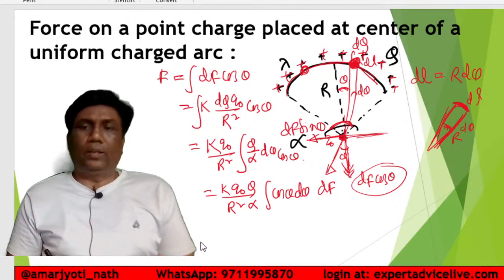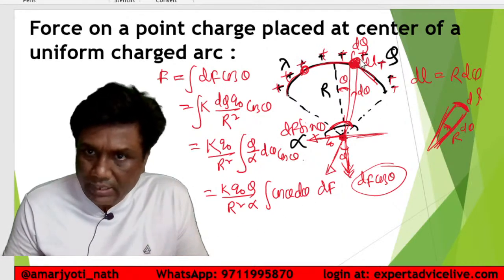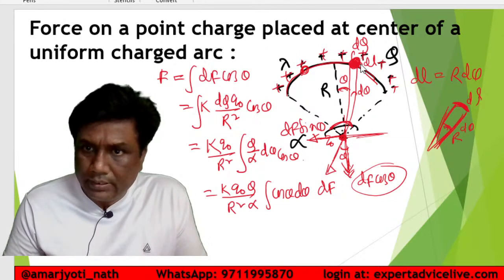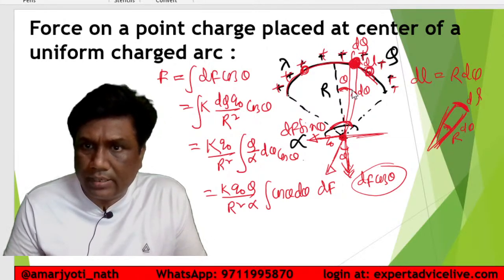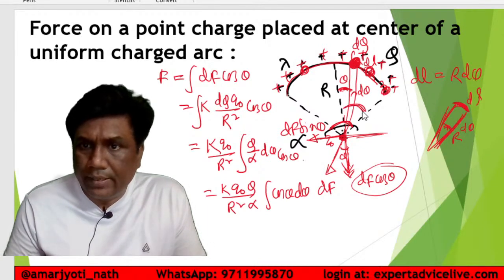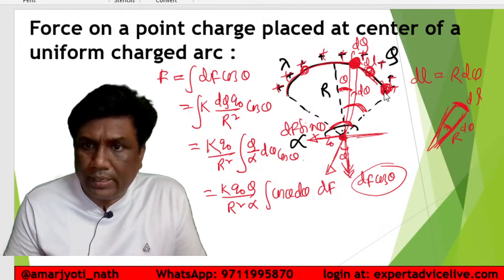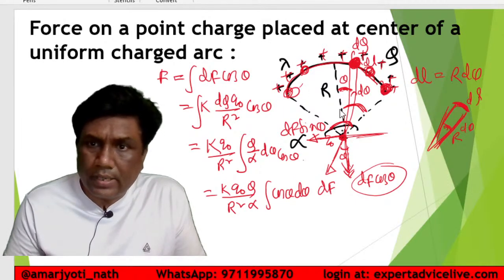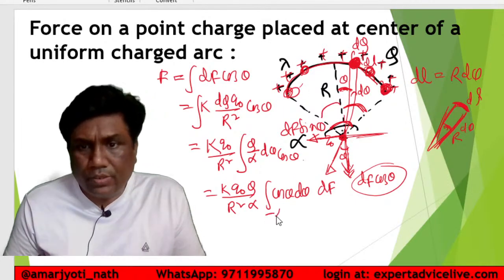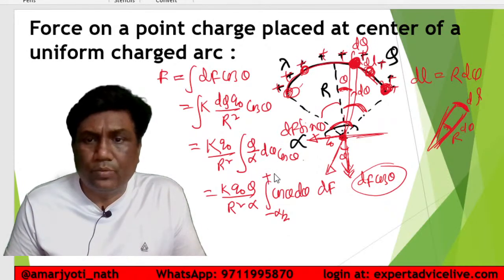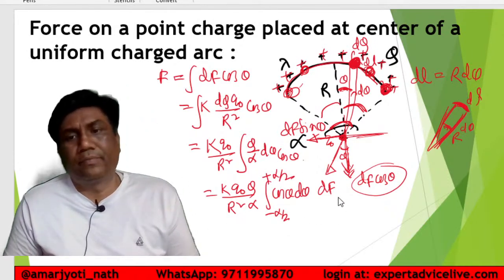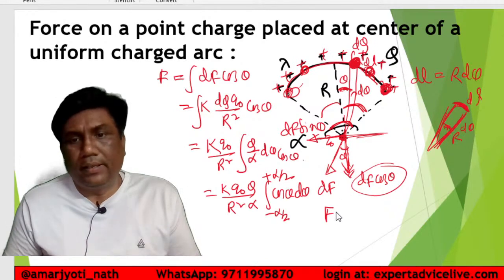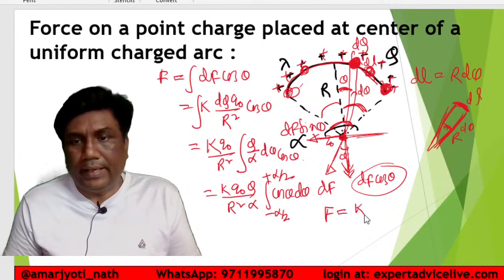Okay. So what will be the limit? You see, you have arbitrarily taken an element here. If you take this element here, theta will go on increasing. If you take the element here, theta will be alpha by 2. Similarly, if you take this element here, the angle will be minus alpha by 2. So integration should be performed from minus alpha by 2 to plus alpha by 2. So you can say that F equals k q naught by r square alpha.